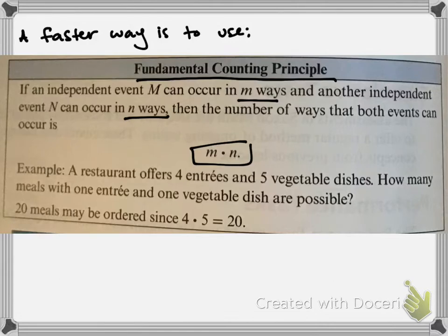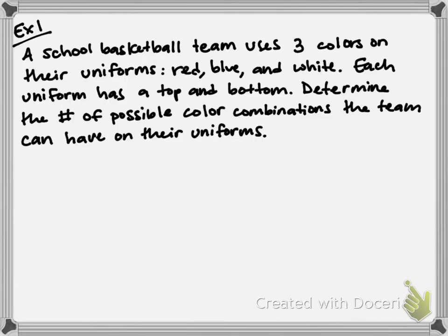All right, here's another example. A restaurant offers 4 entrees and 5 vegetable dishes. How many meals with 1 entree and 1 vegetable dish are possible? Multiply 4 times 5, and you would get 20. All right, here's another one.